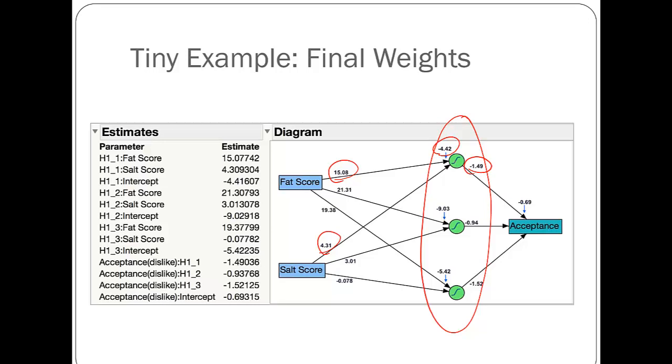That's going to be combined with the value at this node, which again comes from putting in a fat score and a salt score. So we'll get a unique value here, multiply that by negative 1.49, do the same thing here, multiply by negative 0.94, same thing here, multiply by negative 1.52, add those up, throw in a negative 0.69, and that will tell us whether we accept or do not accept, or like or dislike the cheese.